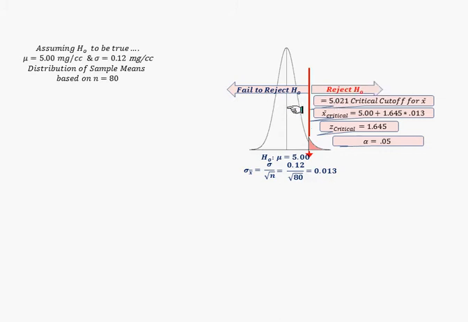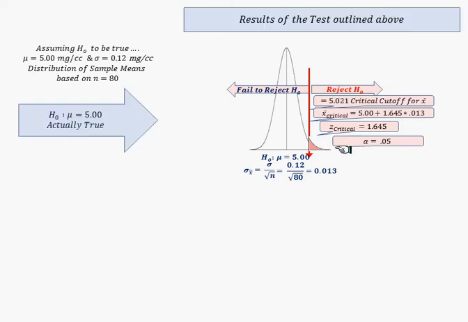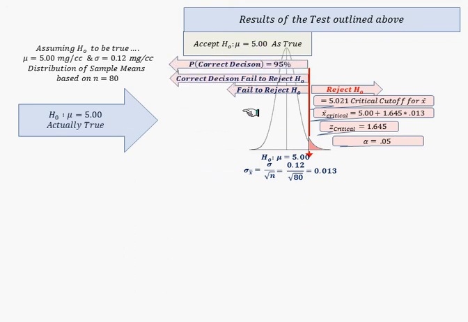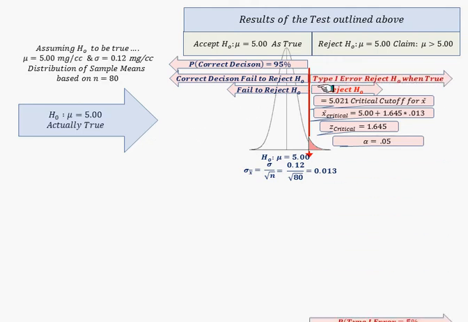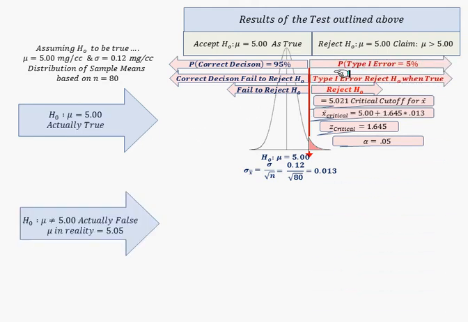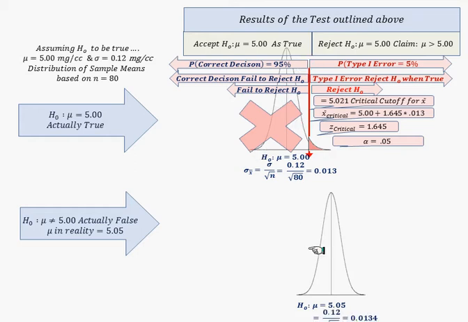On the left we fail to reject. On the right we reject H0. So if H0 is actually true, mu is equal to 5, and we accept it as true, this is a correct decision with probability 95%. On the other hand, if we reject H0 when H0 is true, this is a type 1 error, and this probability is 5%. Now we're going to look at the case where mu is equal to 5.05, and this hypothesized value appears wrong. We're saying this curve is now situated at mu equal to 5.05, standard error 0.0134.